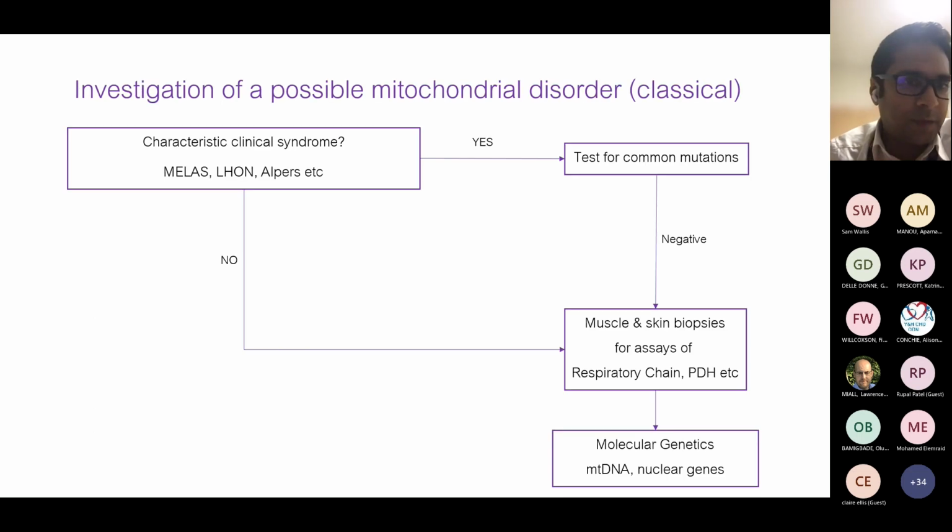The way that we diagnose mitochondrial disorders is changing, I guess, and this is the kind of classical way that we used to do it before we had increasing access to genetic testing. So if there was a characteristic clinical syndrome, then we would test for the common mutation. But if not, which was probably more often the case, then we would do functional testing and look at muscle biopsies and skin biopsies, and do immunohistochemistry, and electron microscopy, and respiratory chain complex analysis. And then based on that, look at doing molecular genetics.